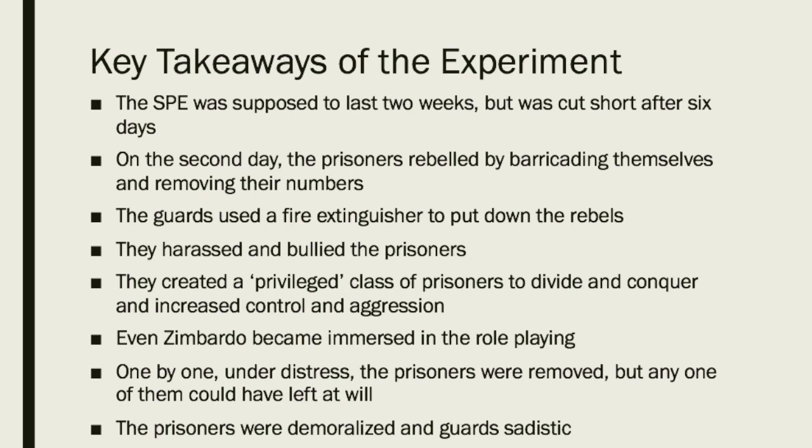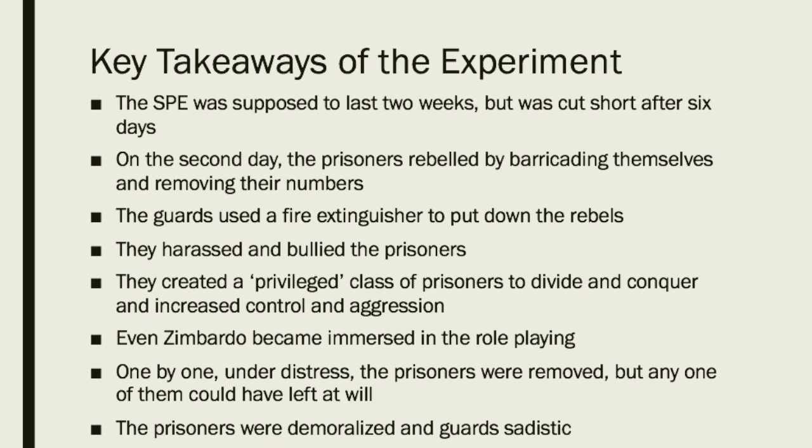As the participants settled into their dominant and subordinate social roles, a strong sense of antagonism emerged between members of the two groups. On the second day, the prisoners rebelled by barricading themselves into their cells and removing their numbers. The guards, feeling that their authority was being challenged, used a fire extinguisher to put down the rebellion. As time went on, they began to viciously harass and bully the prisoners, again emboldened by their dominant social status.